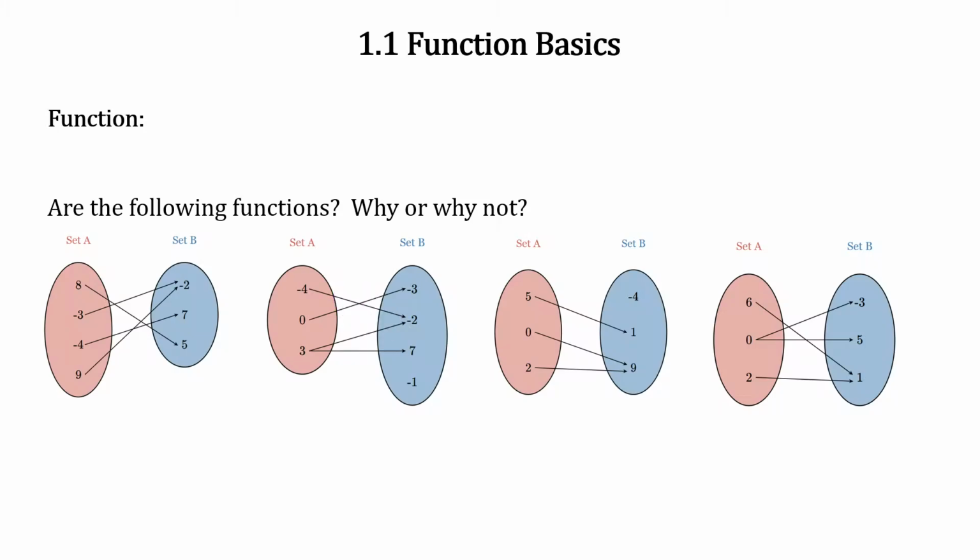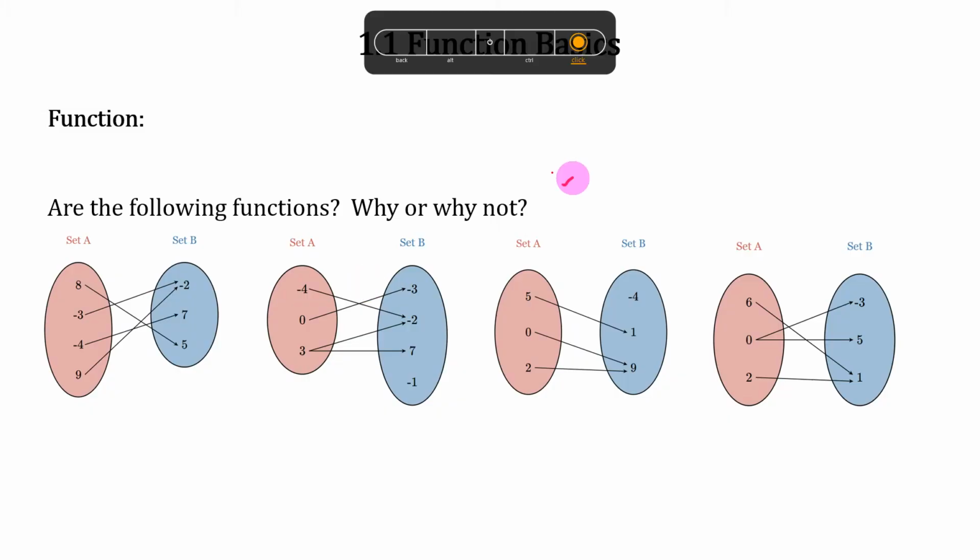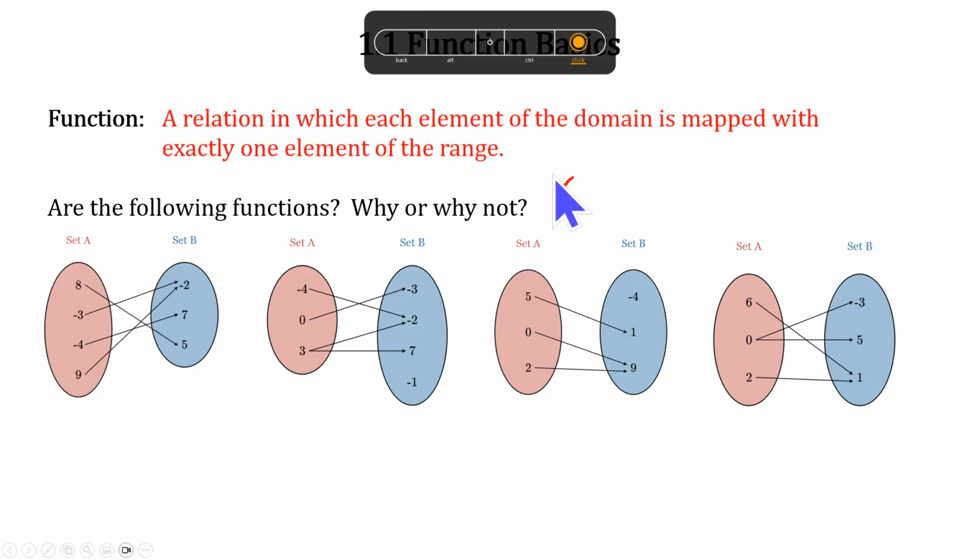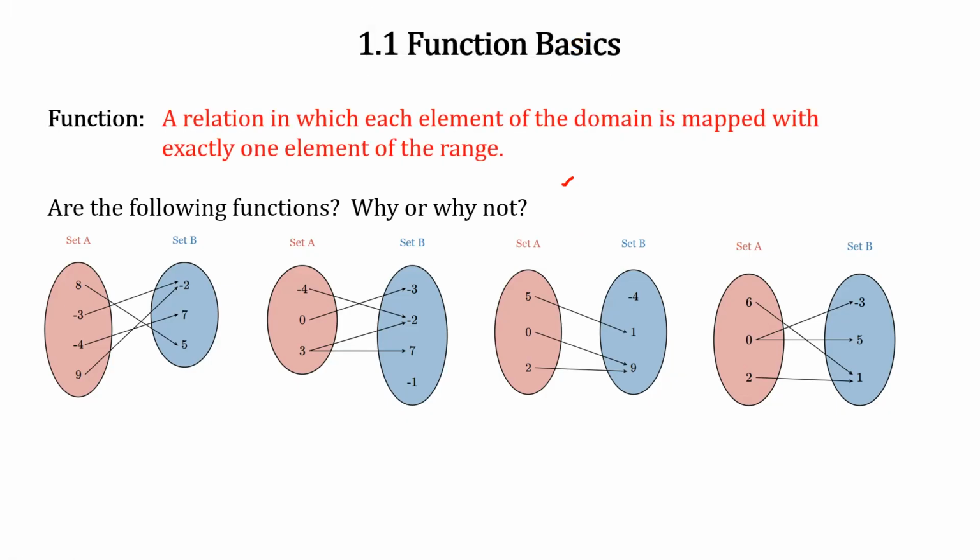Okay, so we're starting off with functions. Functions always means, for one x, or for each y, there's only one x. No input goes to multiple outputs, that kind of thing. So here's our wording for it. A relation in which each element of the domain is mapped with exactly one element of the range. Nothing in the input can go to multiple outputs.